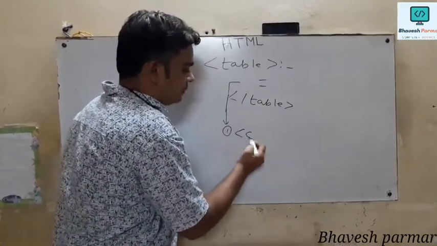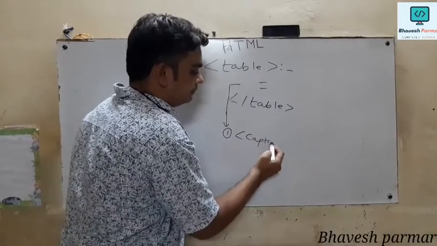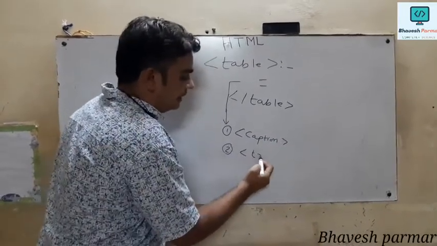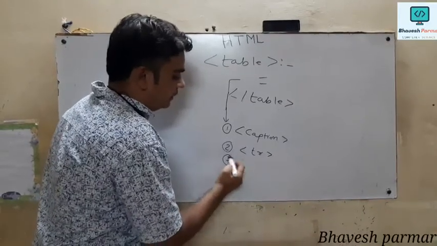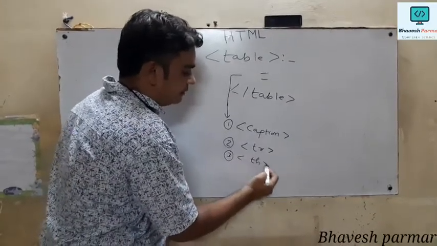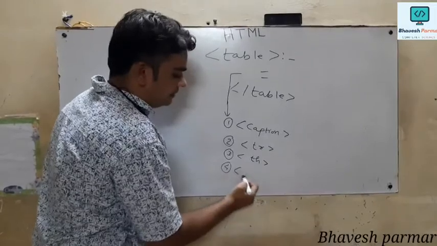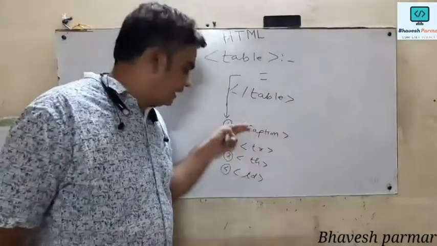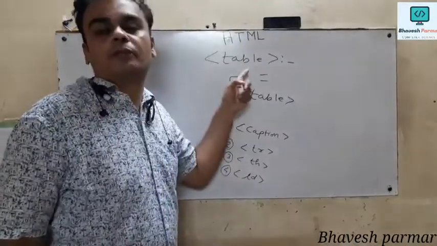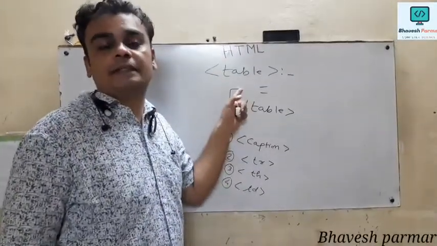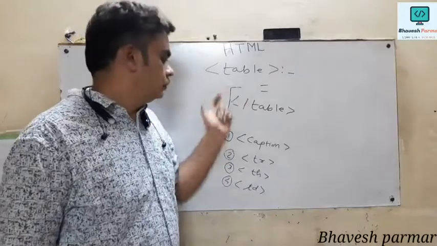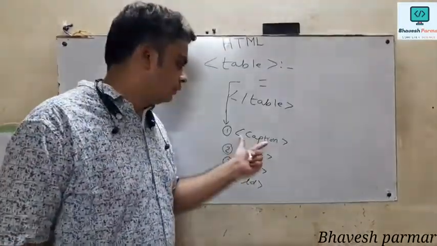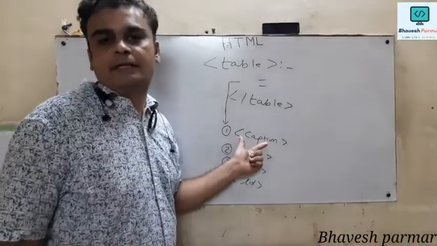First one, caption tag, then second tag is tr tag, thereafter next one is th tag, and the last one is td tag. So these tags help to fill the information when the user wants to insert information in a table. We are going to see them one by one. So first of all, we see caption tag.